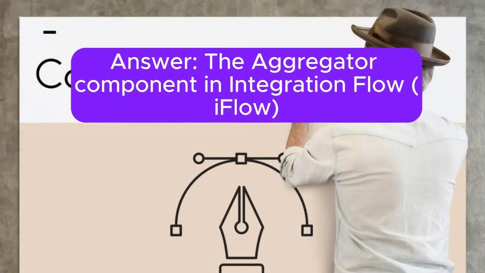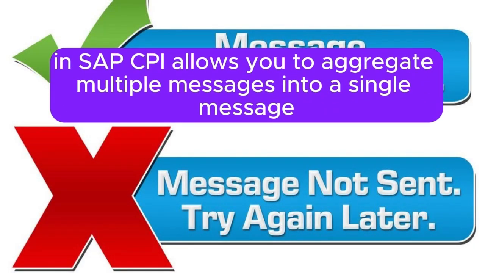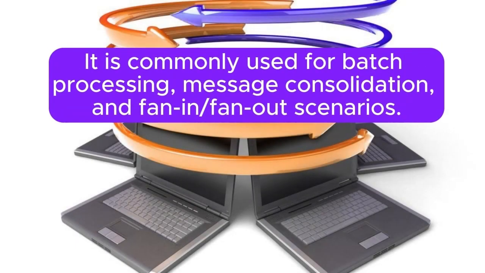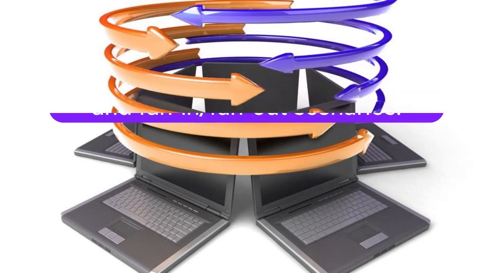The aggregator component in integration flow (iFlow) in SAP CPI allows you to aggregate multiple messages into a single message based on specified criteria such as message correlation or group identification. It is commonly used for batch processing, message consolidation, and fan-in, fan-out scenarios.